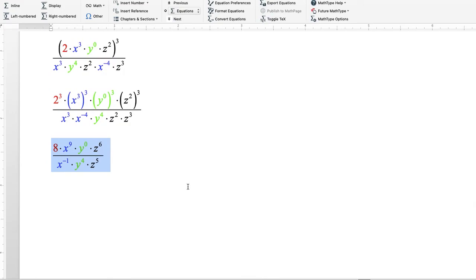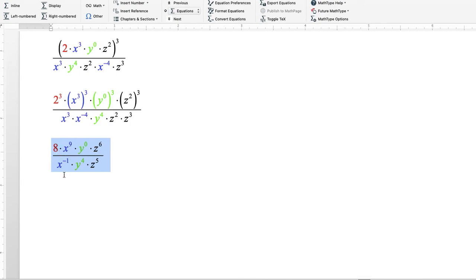And slowly, everything starts to come together. 8, that's the only number there being multiplied. That's done. We've got the x terms up top. We've got the y term up top. Oh, y to the 0, that's just 1. We've got z to the 6.